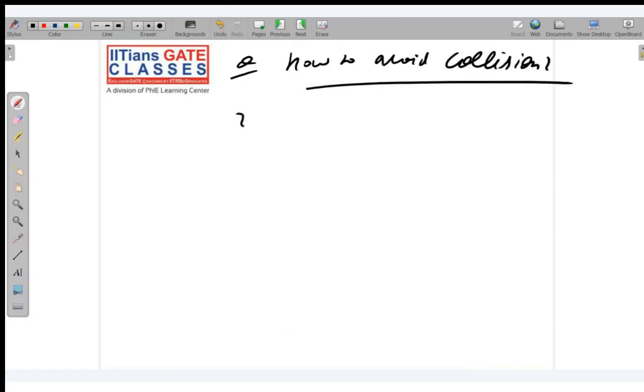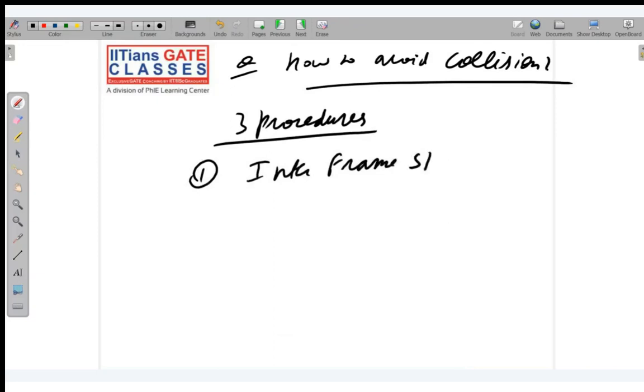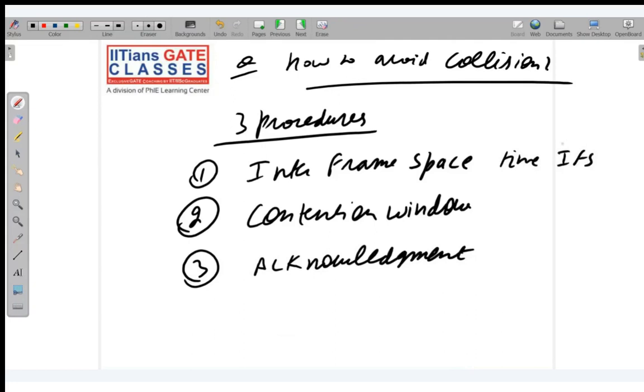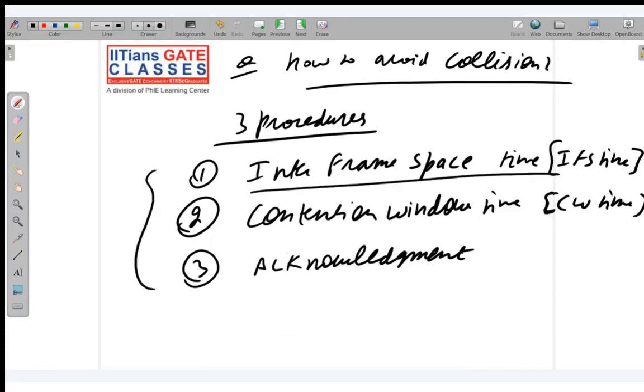So the question is how to avoid collision. For this we have three procedures. First is interframe space, second is contention window, and the third is acknowledgement. Interframe space time, shortly we will say IFS time. Contention window time, shortly CW time. And then acknowledgements. So there are three procedures. The first is interframe space time.